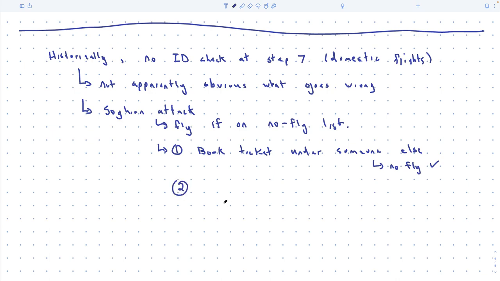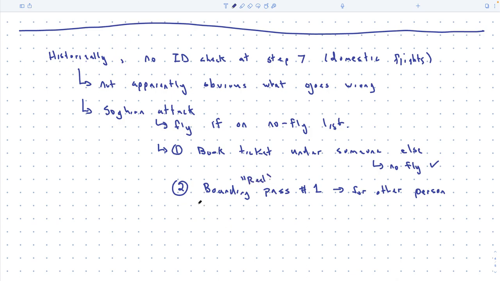Then what you do is you print out two boarding passes. We'll call them 1 and 2. So boarding pass number 1 is a proper boarding pass for this other person. It would reflect all the details of the flight. It's basically the boarding pass that you would actually get. So you show up at the airport, or you have the app, you say, give me my boarding pass, and this is the boarding pass. So it's the real boarding pass.